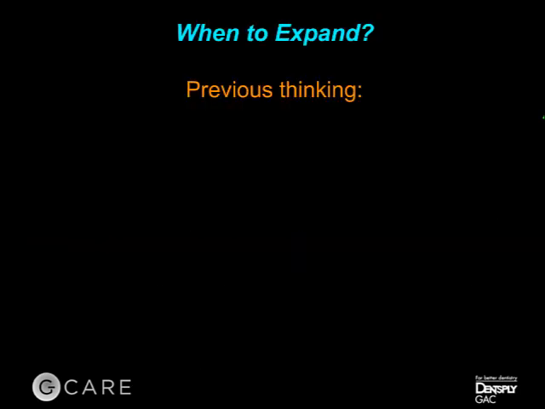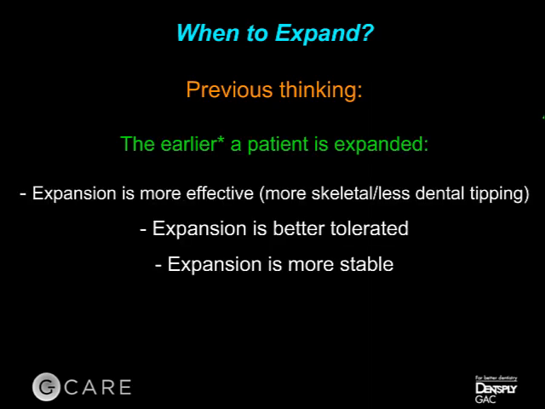So when we're looking at expansion, the previous thinking, and the way that it has really been done, is that the earlier a patient is expanded, the more effective and better tolerated it is, because the suture is not as fused, and it's going to be more stable. Effective meaning there's going to be more skeletal change and less dental tipping, because the dental tipping, as we know, will relapse, but the skeletal change will be stable.